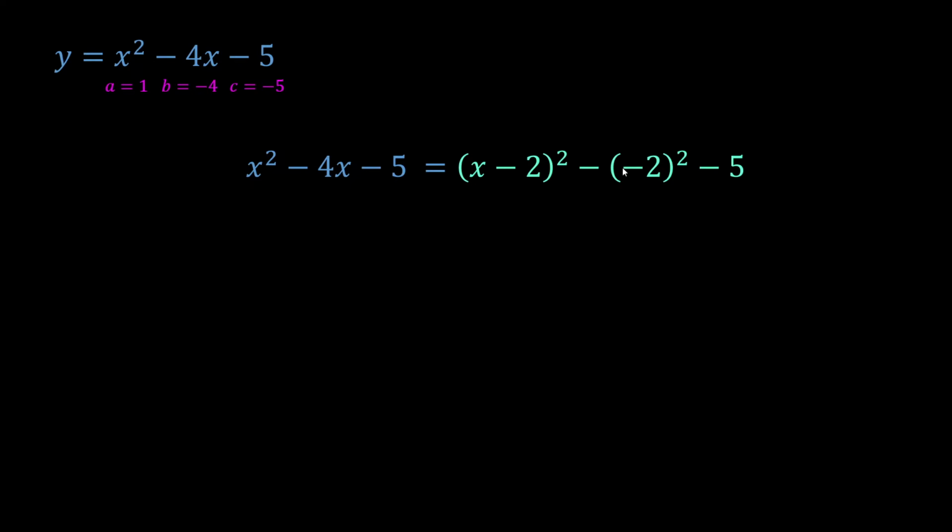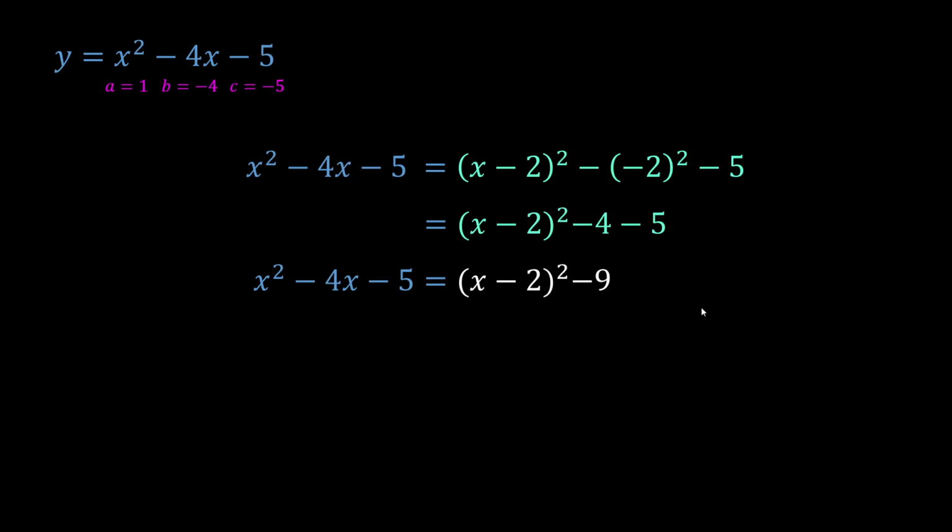Okay, so this negative 2 squared becomes positive 4. This part's positive 4, but I'm taking positive 4. So that becomes take 4, take 5. So we've got negative 4, take 5 becomes negative 9. So in this case, our completed square form, or our turning point form, is (x take 2) all squared take 9. Number 2, the turning point form.